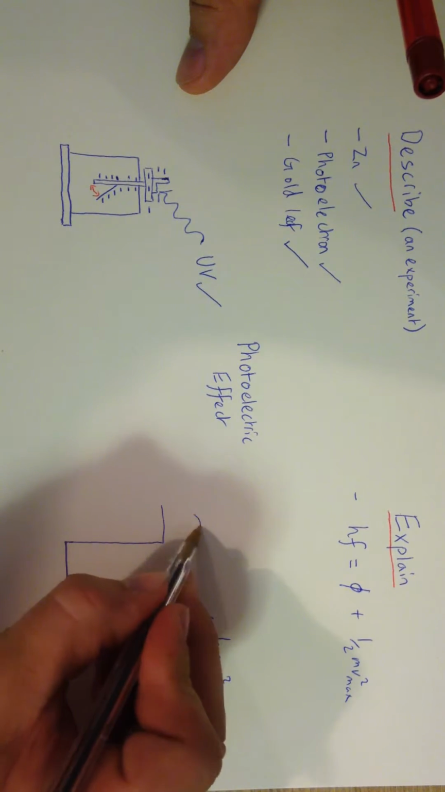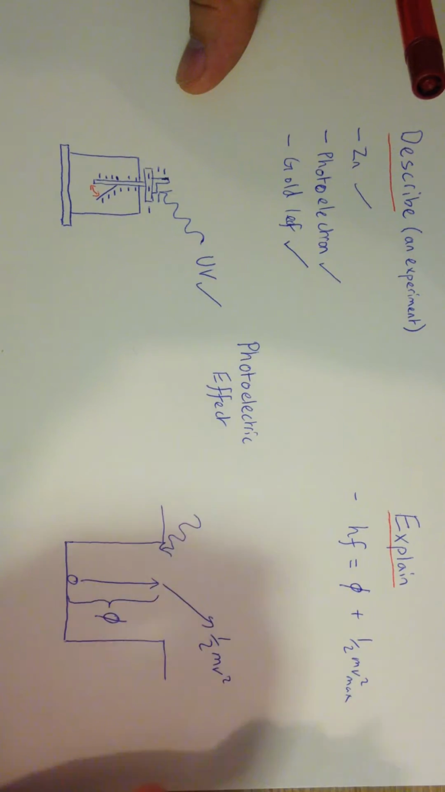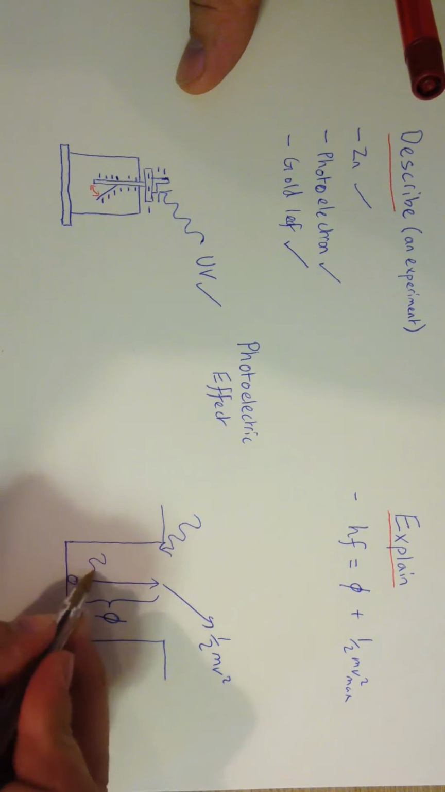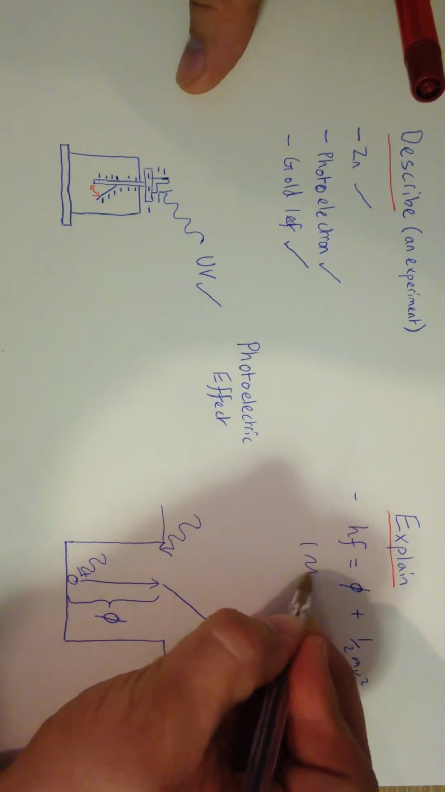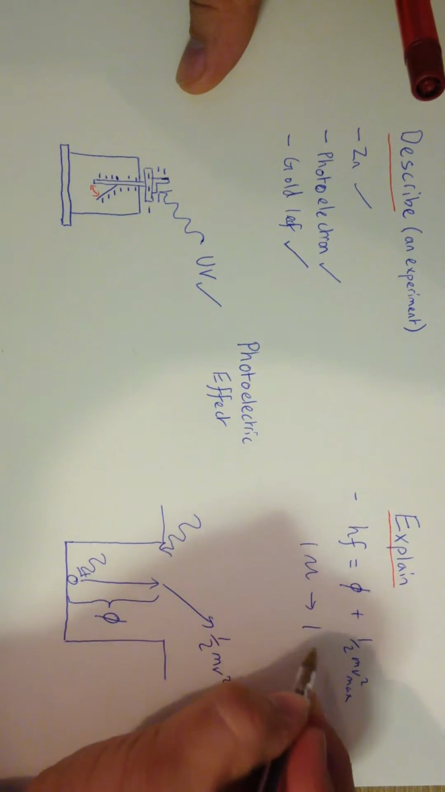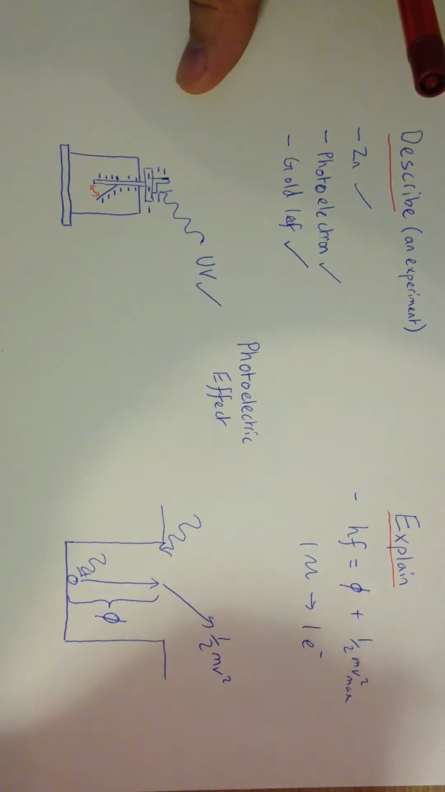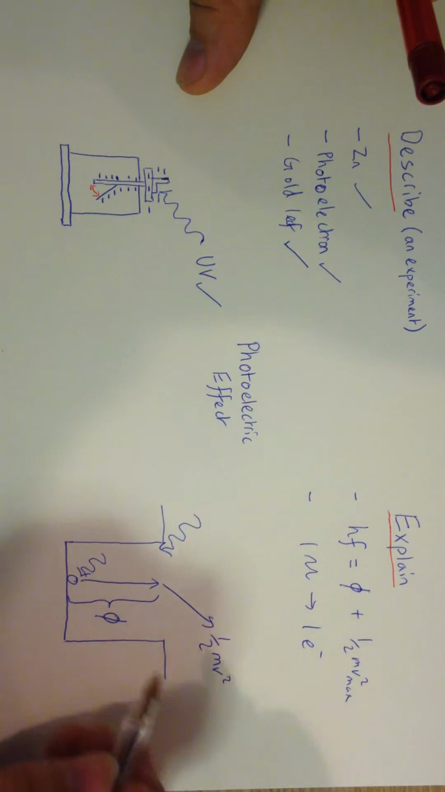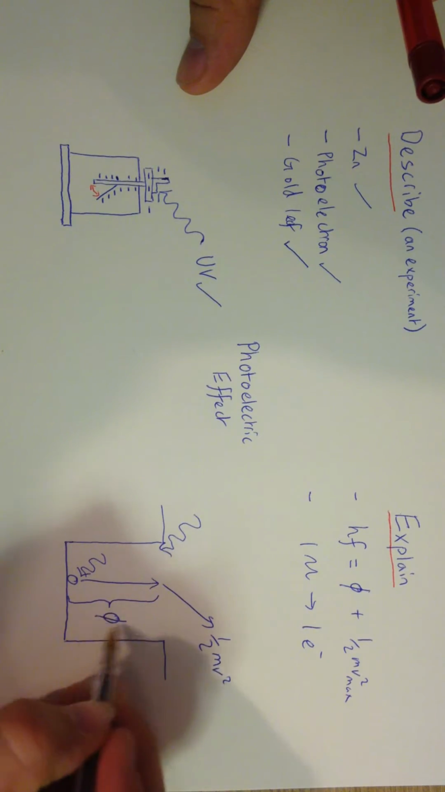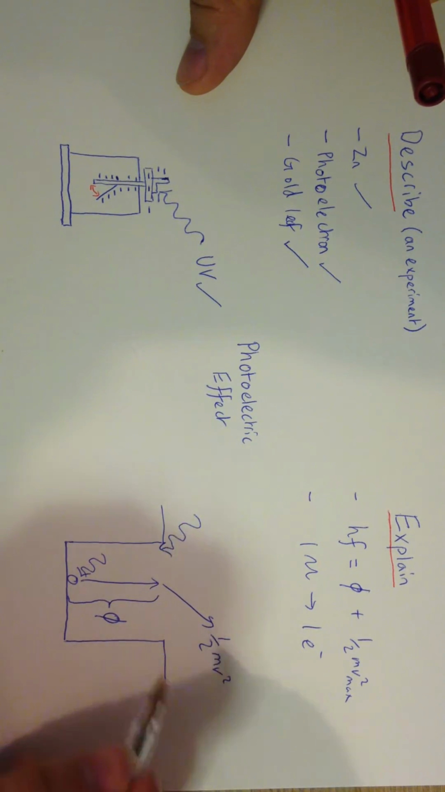So when this happens, an individual photon will come in and that will strike an individual electron. So for every 1 photon that we have, that will release 1 photoelectron. So that point is important for 1 mark. The remaining 2 points relate to the work function and the intensity.